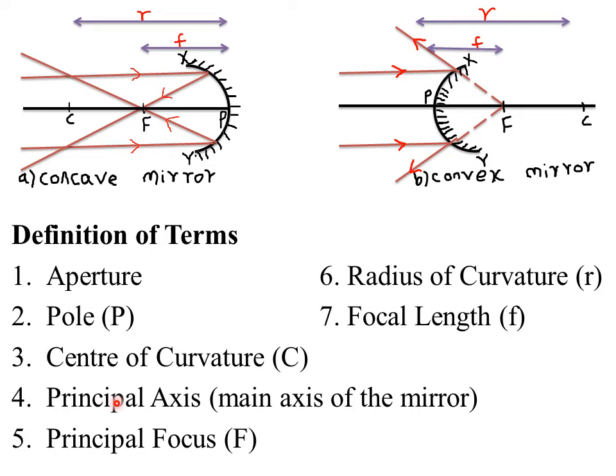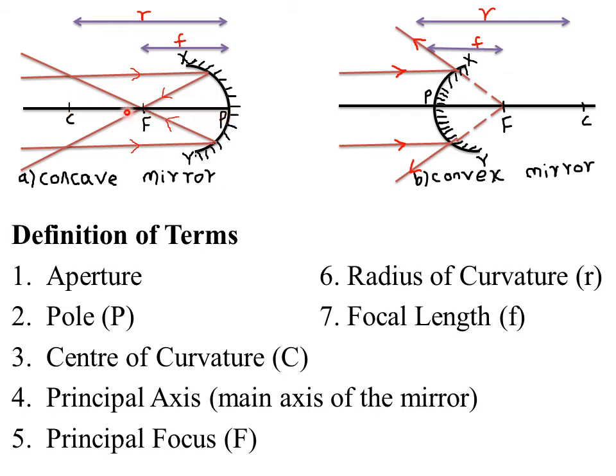Then 4, we look at what we call the principal axis, sometimes called the main axis of the mirror. How do we define the principal axis? The principal axis is just a line joining the center of curvature to the pole. As you can see here, the principal axis is this black line. This is our center of curvature, and this is our pole.